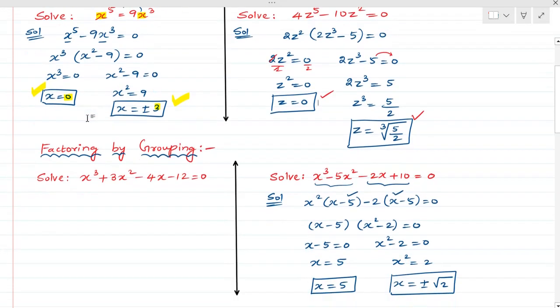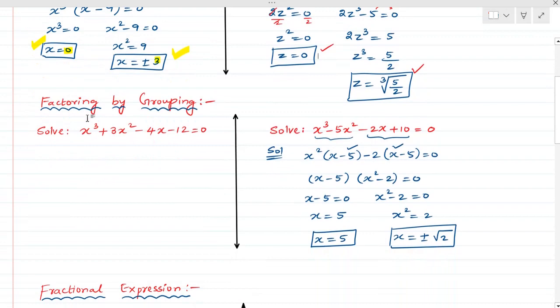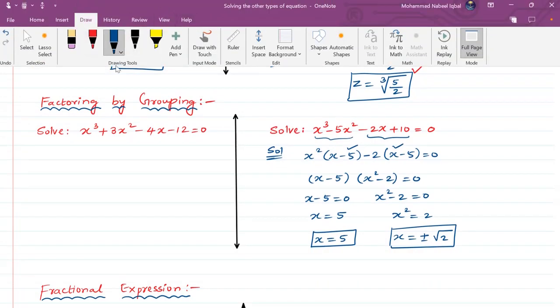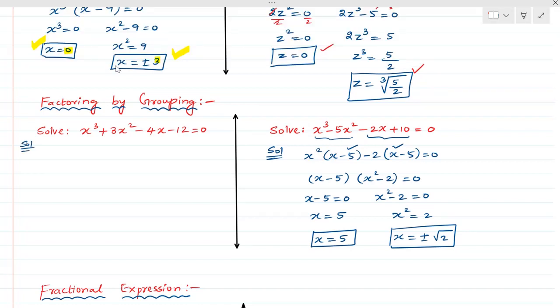Now the next one, we will solve this polynomial equation by the method of grouping. As we already know the grouping technique, we have to take two terms and then again two terms. So what is the common factor here? x square, here x plus 3. Now here the common factor is minus 4. When you take minus 4, x plus 3 equals 0.